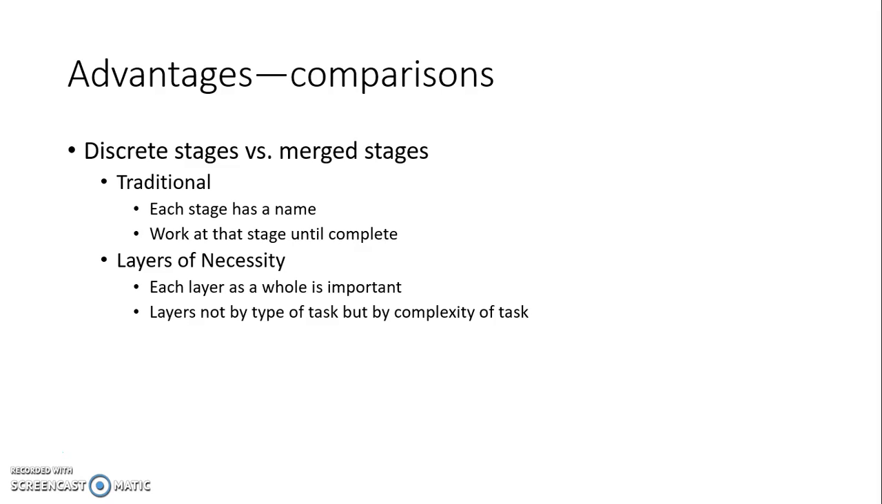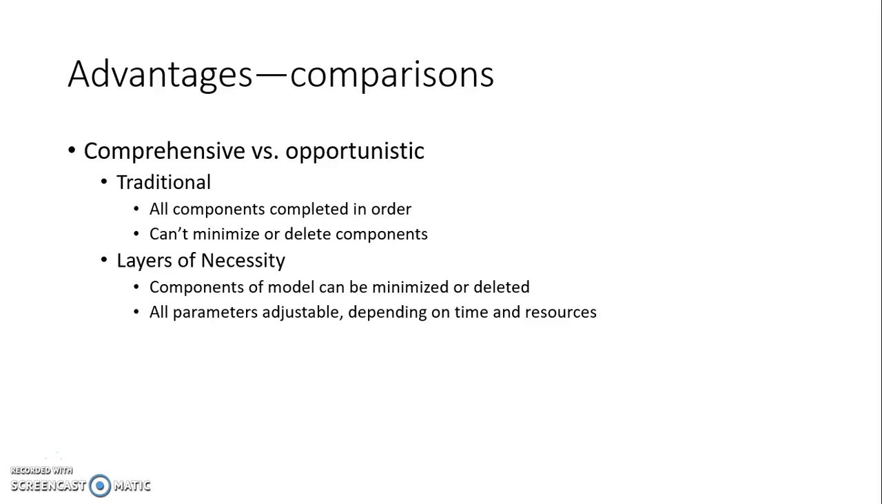Another advantage is discrete stages versus merged stages. In the traditional models, each stage has a name, and you keep working at that stage and don't leave that stage until it's complete. The layers of necessity model, though, looks at each layer. Each layer of the model is important. Tessmer and Wedman's model looks at layers not by type of task, but rather by complexity of the task that they're asking people to do.